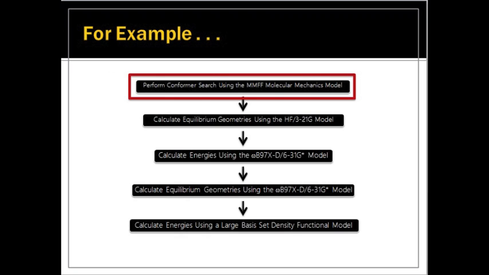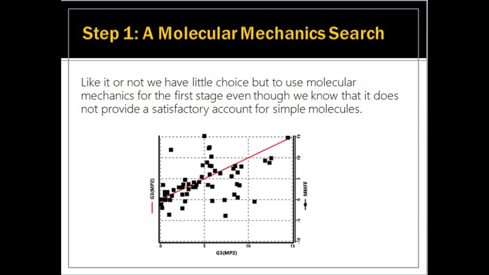Let's do an example. Start from mechanics. We have to do mechanics. We have no choice. If you were to look at the performance of mechanics in these cases where we have two conformers, conformer A and conformer B, and you look at the reference or experiment versus mechanics, you can see it's pretty crummy.